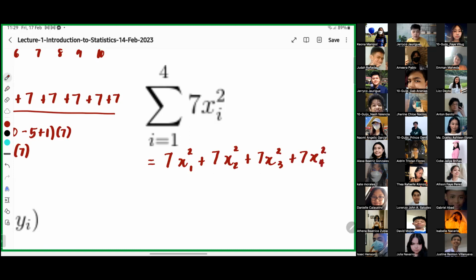Alright. Ano napapansin nyo dun sa mga terms natin? Lahat sila ay may number. Lahat sila ay may constant na 7. Tama. Tama si Amira. Lahat sila squared. Bukod doon, pansin nyo ba lahat sila may constant na 7. So usually, anong pwede natin gawin kapag lahat sila may 7?